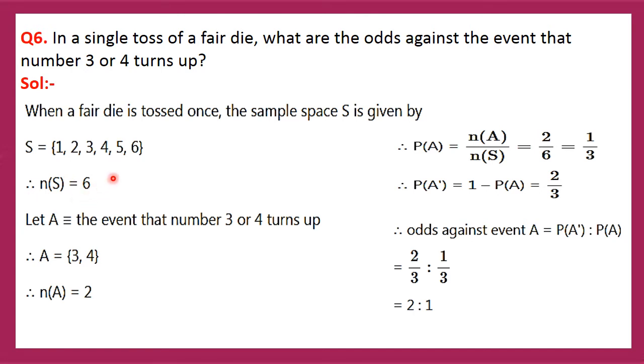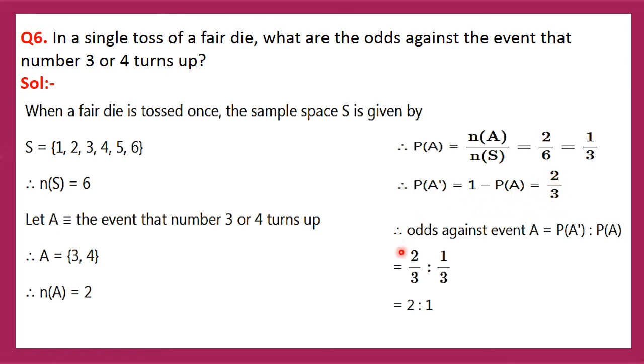There are 6 outcomes. Then we define the event A as the event that 3 or 4 turns up. So A contains the numbers 3 and 4, and n(A) is equal to 2. Now P(A) is n(A) upon n(S), that is 2 upon 6, which is equal to 1 upon 3. And P(A complement), or P(A dash), is equal to 1 minus P(A), that is 2 upon 3.